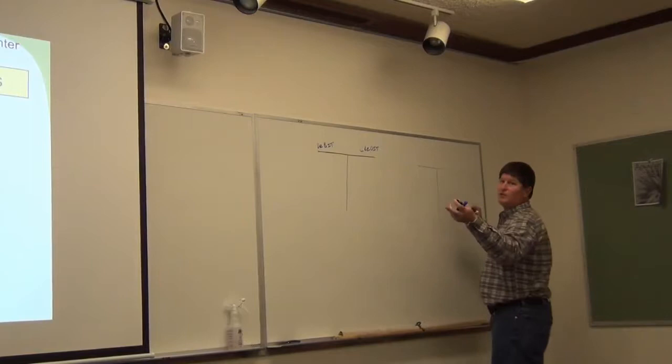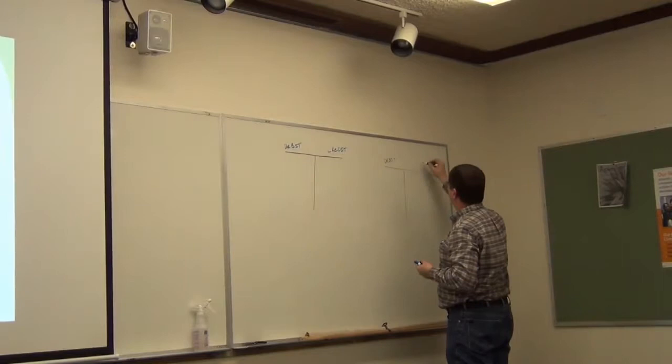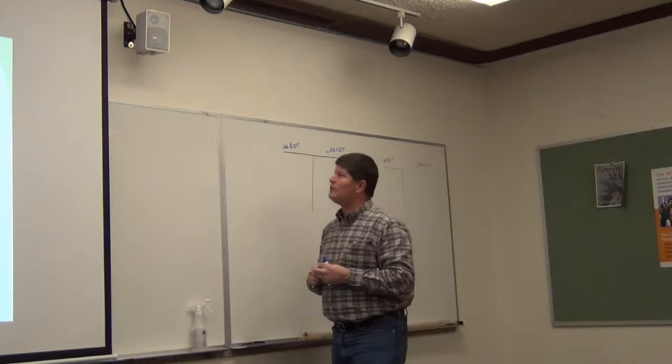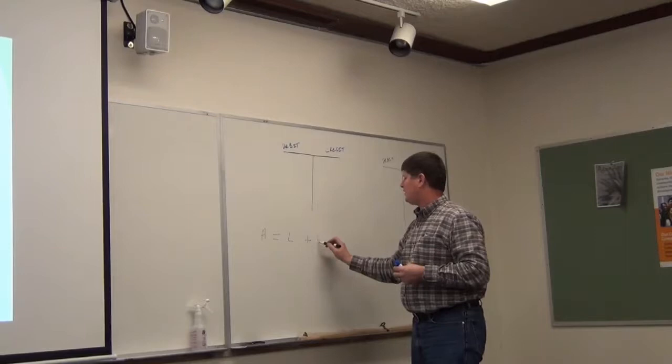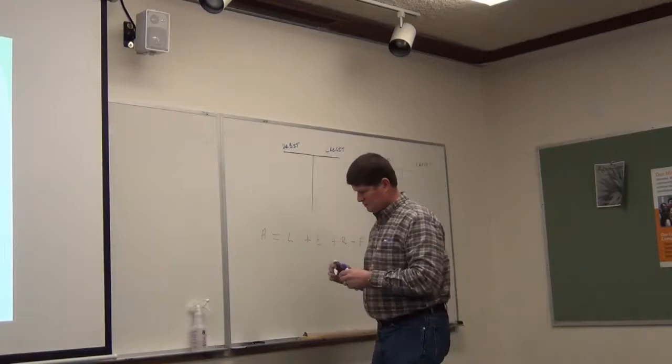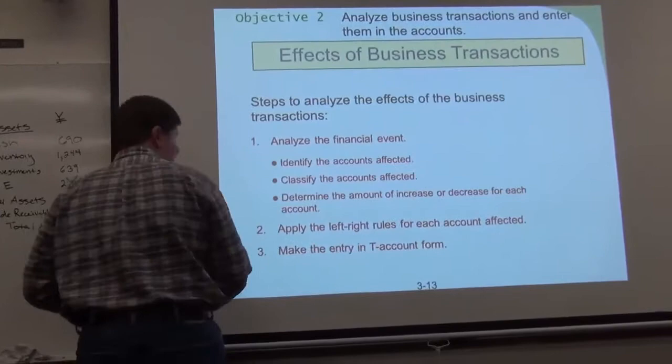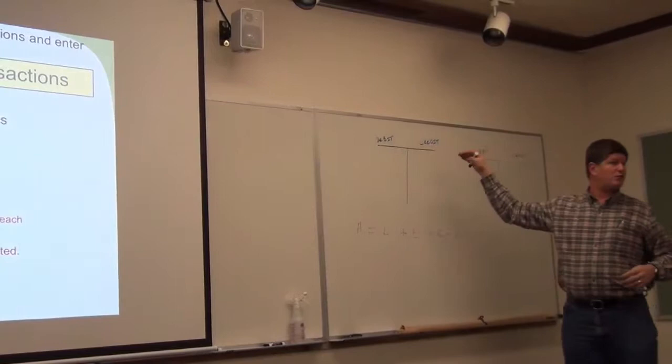The left side is which side? Debit. The right side is which side? Okay. So we need to think in terms of assets equals liabilities plus stockholders' equity plus revenue minus expenses. The full accounting equation, right? All right. You guys remember this from last time. We put that across the board and we did some transactions. Remember that? We're going to do the same thing, but we're going to use these now.